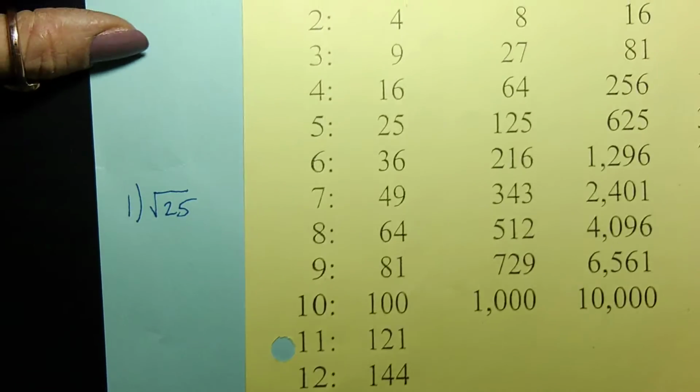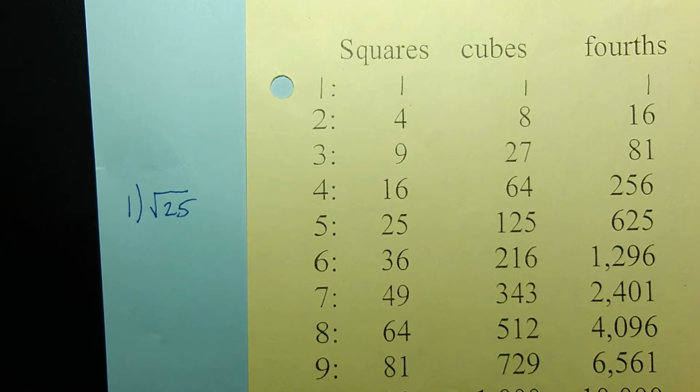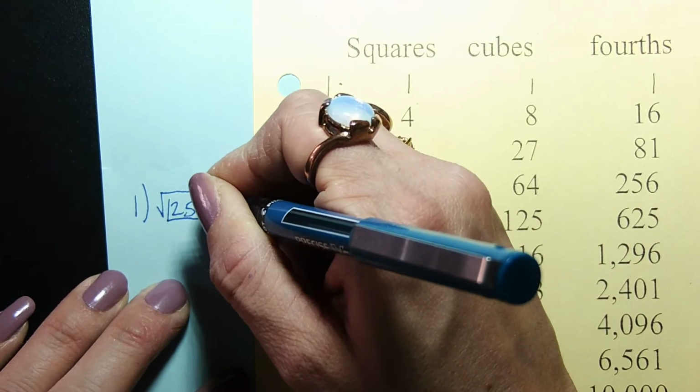Now, if you still have your perfect square sheet, it should either be yellow or purple. You can take that out. Otherwise, it is posted on Canvas in our new module for this unit. So if I want to simplify a square root, we want to look in the perfect squares column. Now, 25 is a perfect square. So what's the square root of 25? It's 5.